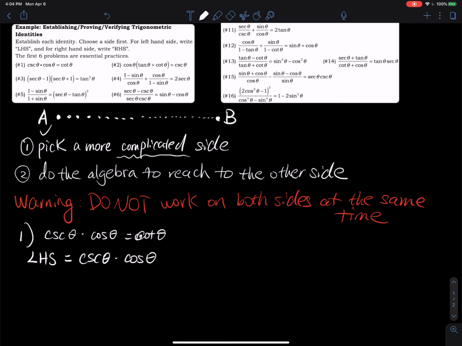How come I don't pick the right hand side? Because if you pick the right hand side, you start with a cotangent theta. There is really nothing you can do. So for the left hand side, cosecant times cosine, I can do some work.